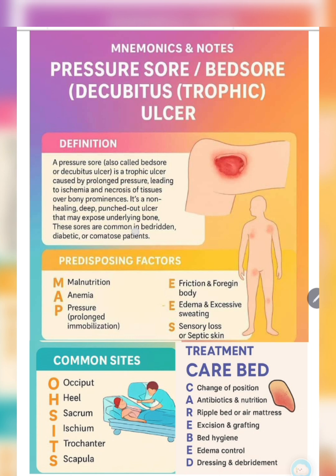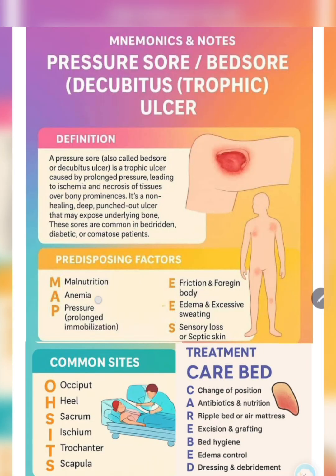These sores are common in the bedridden, in the diabetic, or in the comatose patients. So anytime a person stays in one position for too long, pressure sores can develop. Let's talk about what increases the risk of developing pressure sores, that is, the predisposing factors. So we can use the mnemonic here, MAP FES.